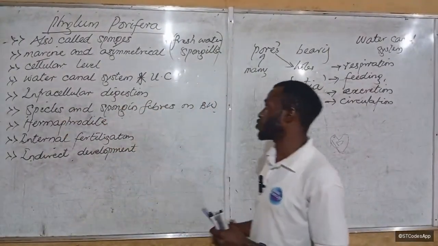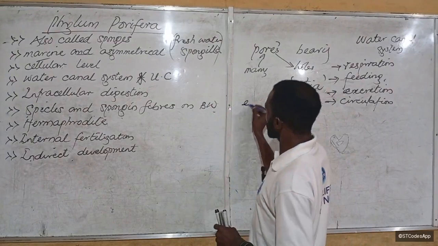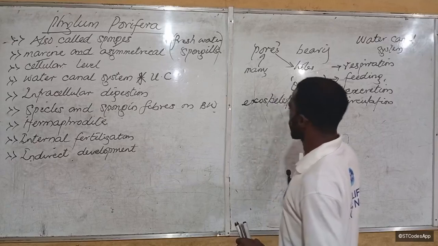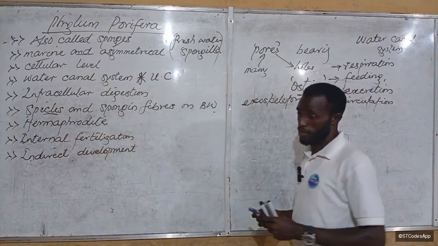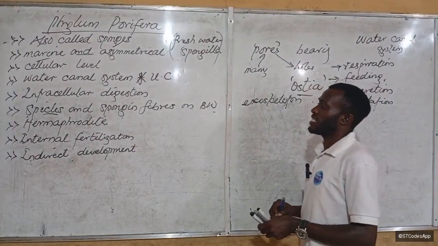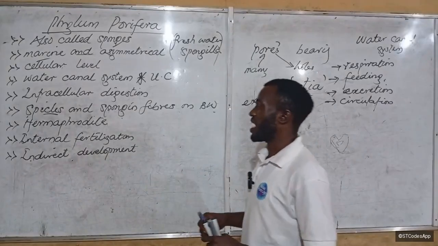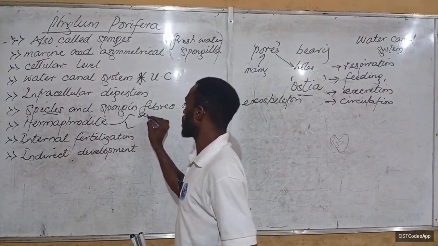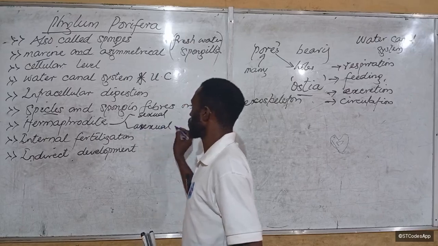Now spicules and spongin fibers are on the body wall, okay? So they have a hard skeleton. What makes this skeleton hard is the presence of spicules and spongin fibers. Now, they are also hermaphrodites, which means that they will exhibit both sexual and asexual reproduction.